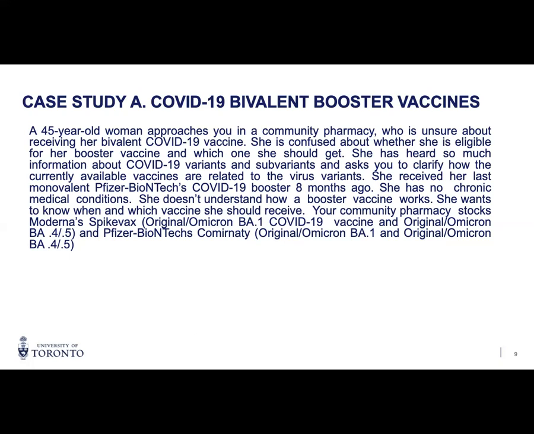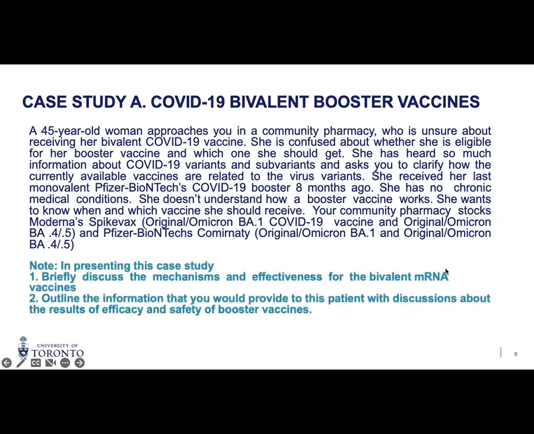She received her last monovalent Pfizer BioNTech's COVID-19 booster 8 months ago. She has no chronic medical conditions and she doesn't understand how a booster vaccine works. She wants to know when and which vaccine she should receive. Your community pharmacy stocks Moderna's Spikevax, original and Omicron BA.1 COVID-19 vaccine, and original and Omicron BA.5 and .4, and Pfizer BioNTech's Comirnaty, original Omicron BA.1 and original Omicron BA.4 and .5.